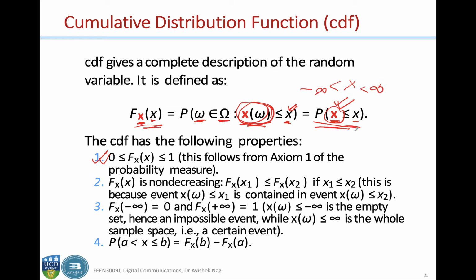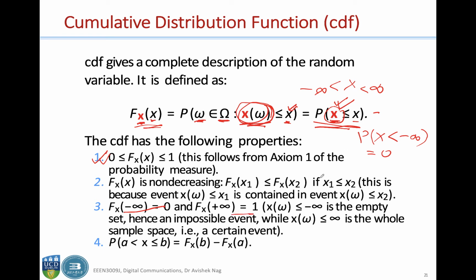So probability of x less than minus infinity is not possible. So that's why this is 0. So this is what is denoted by this expression. And then probability of x of plus infinity is 1 because any random variable is always less than positive infinity. So that is a sure event. So in that case, this is equal to 1.